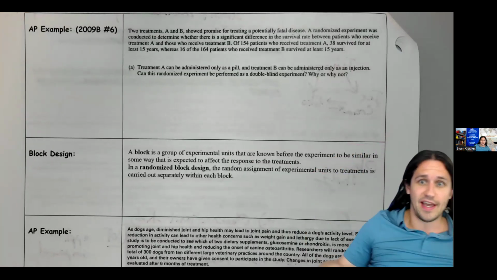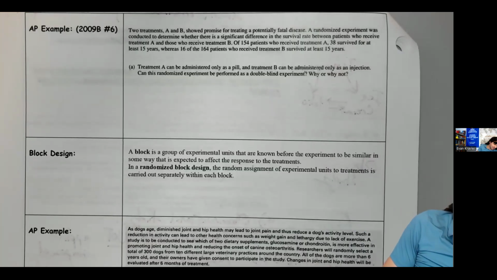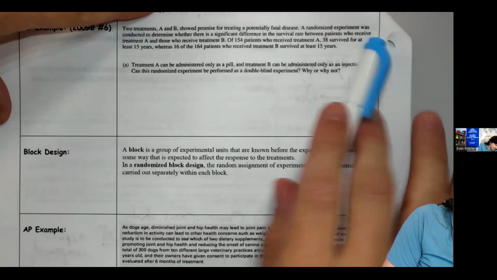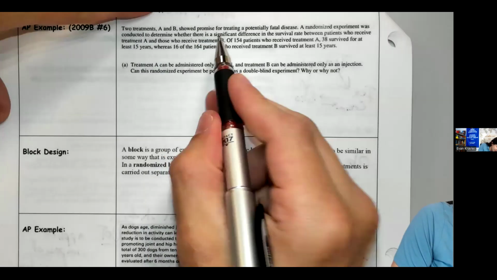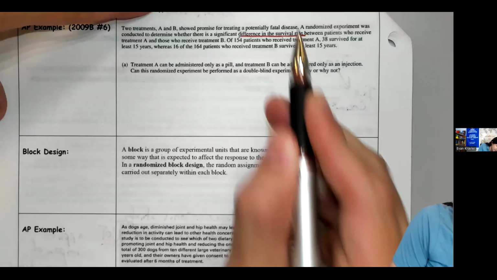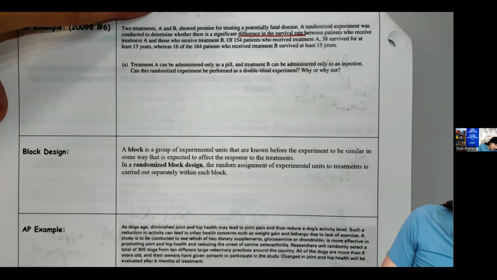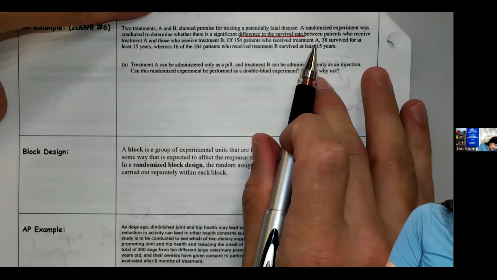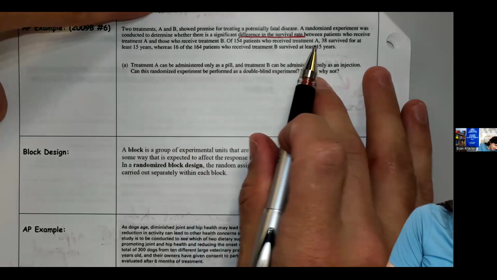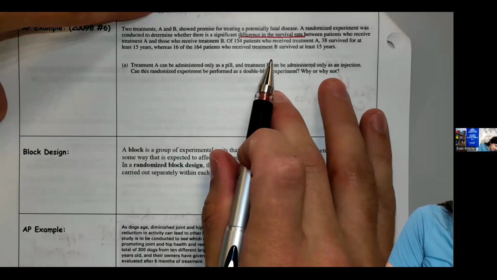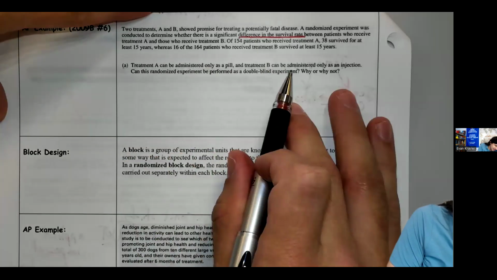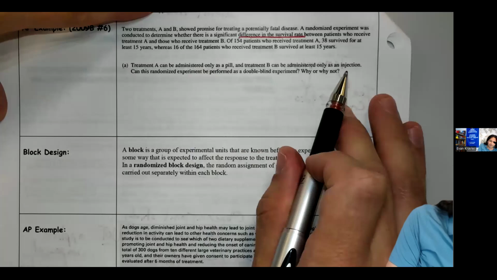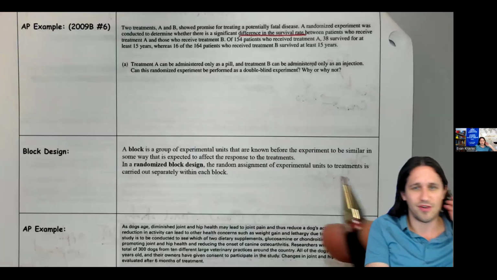2 treatments, A and B, showed promise for treating a potentially fatal disease. Okay. Randomized experiment was conducted to determine whether there's a significant difference in the survival rates. Okay, so we want to see, is there a difference in the survival rate? Okay, some people received A, some people received B. Treatment A can only be administered as a pill, and treatment B can be administered only as an injection. Okay, so the 2 treatments are different.